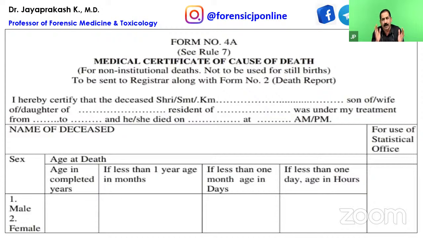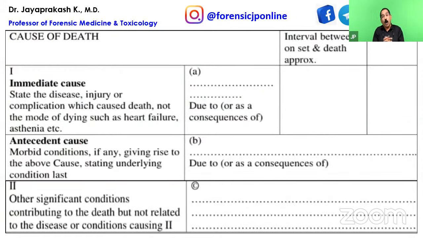Name of the deceased, you write the full name, sex, male or female, age at the time of death, as you know very well. If the age is less than 1 day, you write in hours; less than an hour, write in minutes. And if it is more, you can write in years. Now, coming to the cause of death.